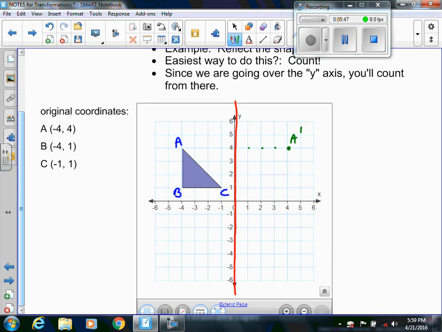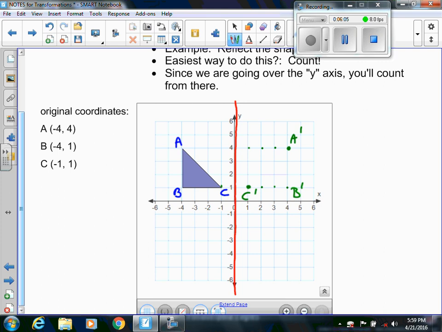B also is 4 units from y along the number 1 there. So from number 1, I'm going to go 4 to the right. 1, 2, 3, 4. This one is B prime. And C is only 1 place to the left, so now it's got to be 1 place to the right. That's going to be my C prime.